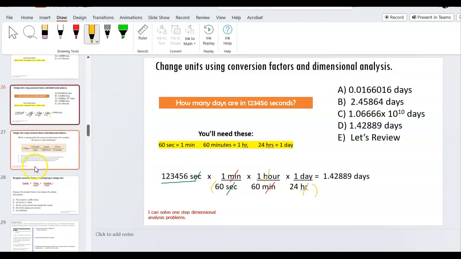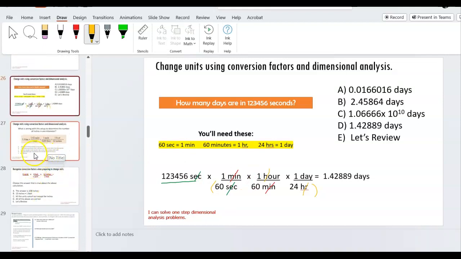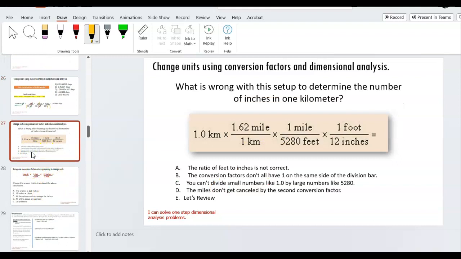Alrighty, so 2 quick polling questions just to kind of check in. So here's the first one. Can you find out or take a look and see what's wrong with the setup here, changing inches into kilometers? So pause the recording here, you could take a look.